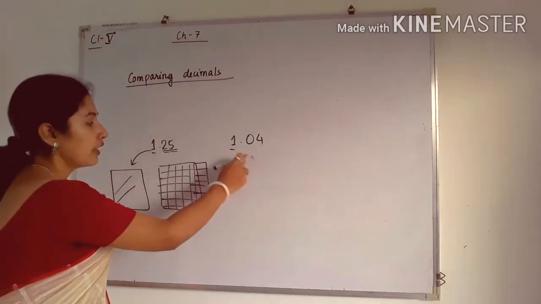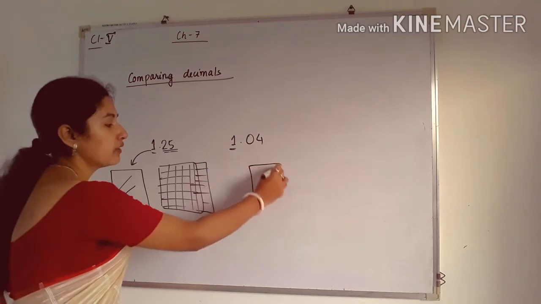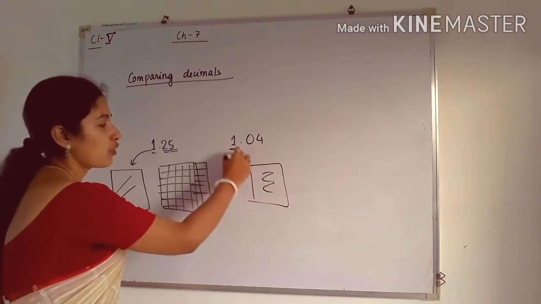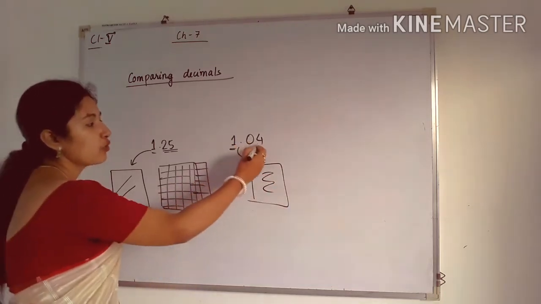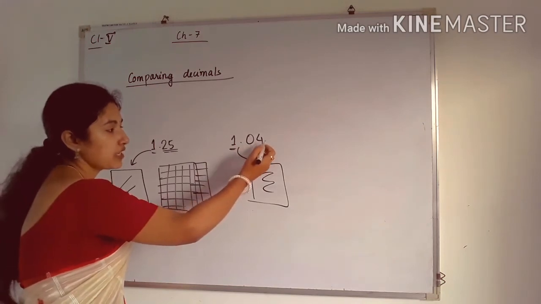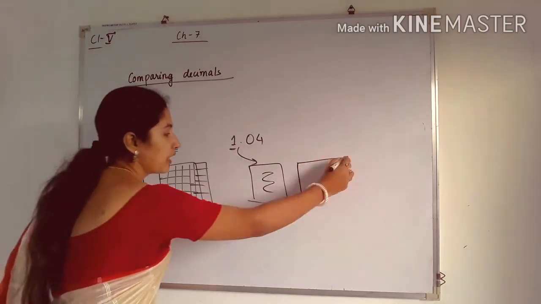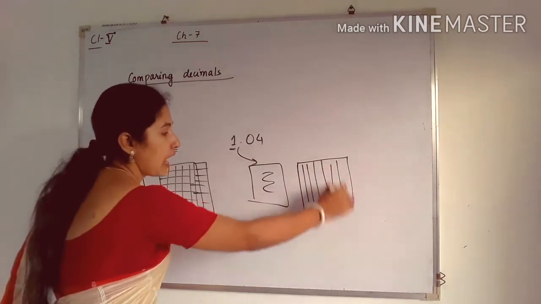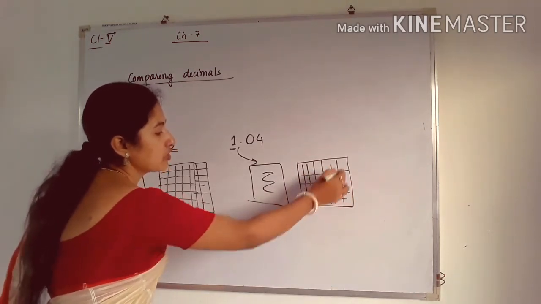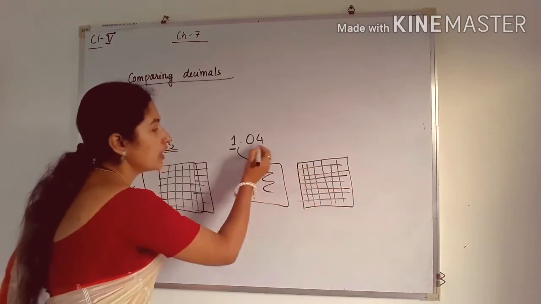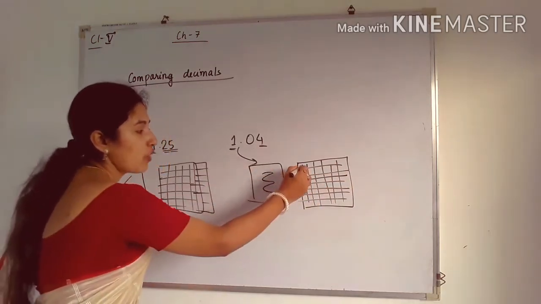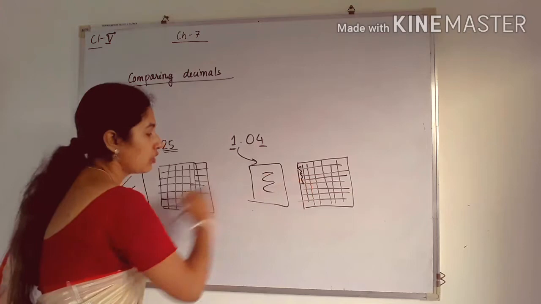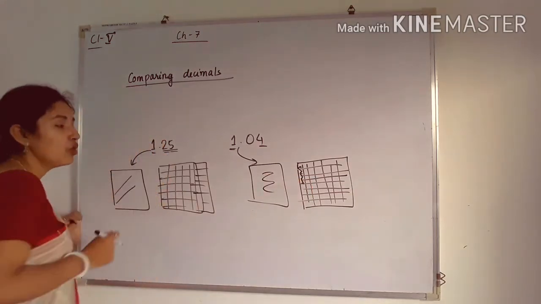Similarly, here will also be one whole. This is for one whole. And this is 0, 4. That means 4 is in the hundredths place. So see, again I am taking one whole, but I am dividing into 100 equal parts. And out of 100 equal parts, I am shading how many parts? Only 4 parts of it. So 1, 2, 3, 4. Suppose I am shading only 4 parts, but here I am shading 25 parts.